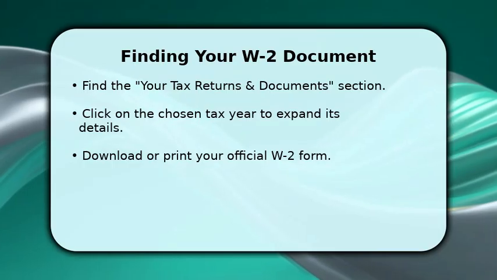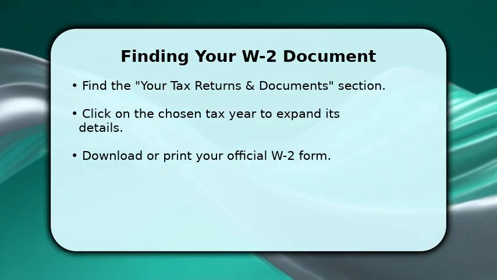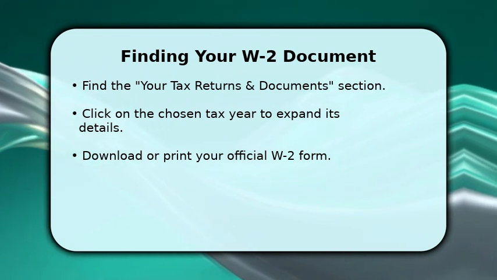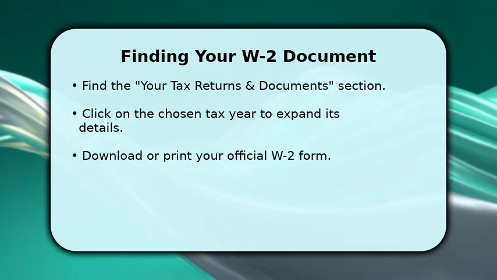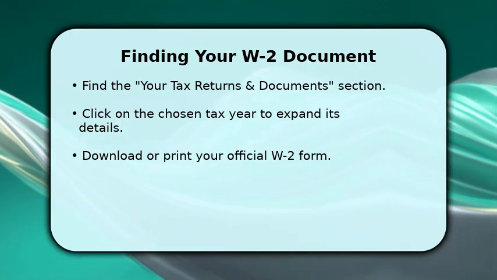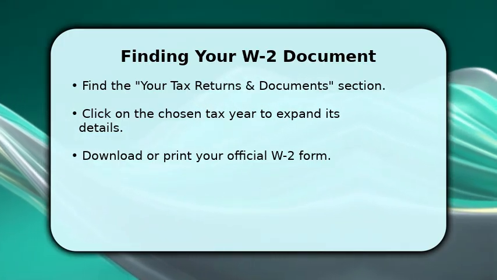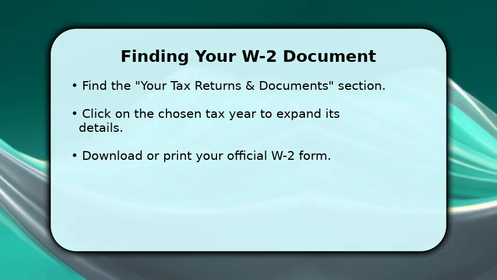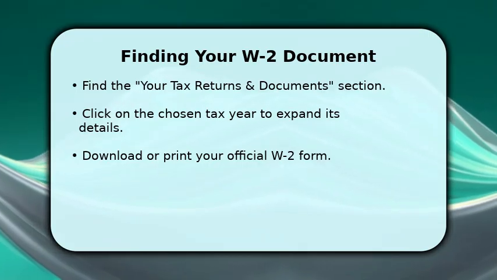After selecting the correct tax year, look for a section typically labeled Your Tax Returns and Documents. Click on the chosen tax year to expand its details and reveal all associated forms. You should then see your W-2 form listed. From this point, you can easily download or print your official W-2 document directly from the platform for your records.